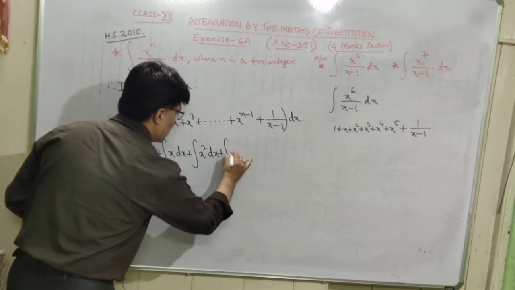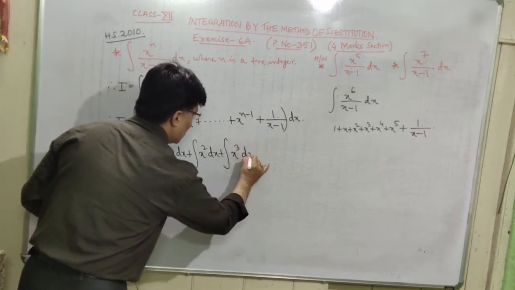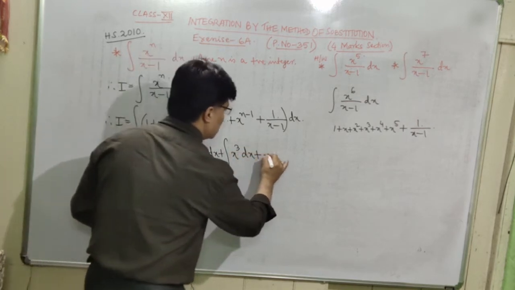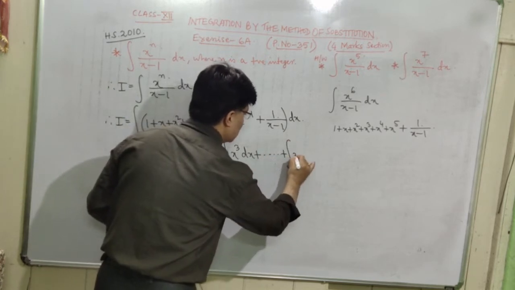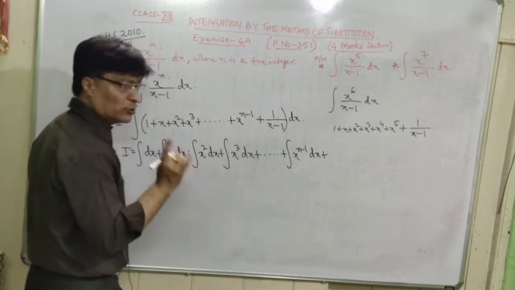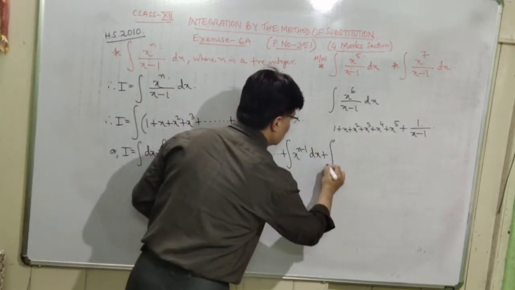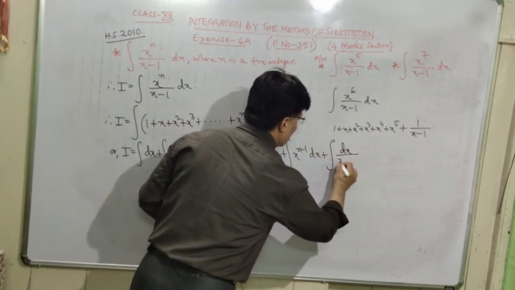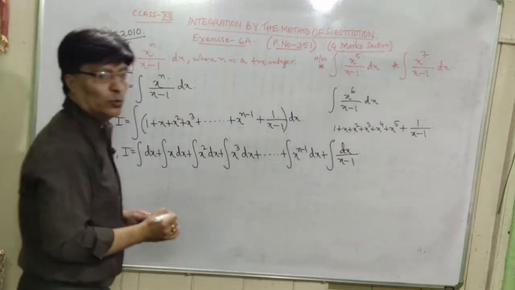So now let us separate the term: integral sine dx plus integral sine x dx plus integral sine x square dx plus integral sine x cube dx plus dot plus integral sine x to the power n minus 1 dx plus, what is the last one? That is integral sine, this is dx upon x minus 1.